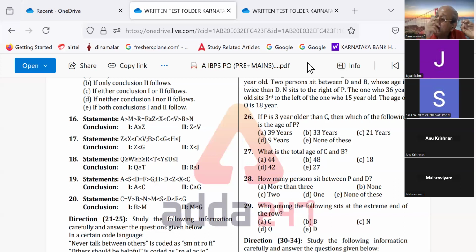Normally I used to tell you, in the exam, only if you are 60% confident, please mark the answer. But here, for practice, you can mark the answer even if you are 40 or 50% sure. But if you are not at all sure about one answer, don't mark it. Wait for the answer to be given by us.